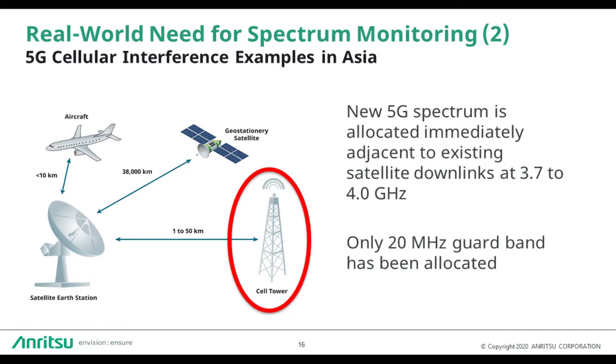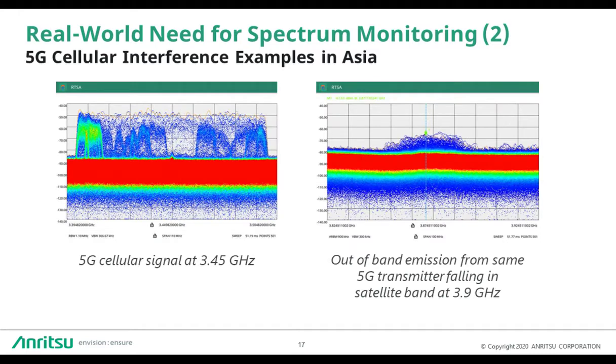Coming across in that same airspace towards your antenna. What they were finding in this specific example was that you have the cellular signal transmitting at 3.45 gigahertz, and then right next door at 3.9, where you have satellite communications, you have interference coming in and causing communication problems between the ground station and the satellites. So as spectrum shifts, as things change, as you get new neighbors, it's important to spend time doing spectrum clearing and spectrum monitoring.